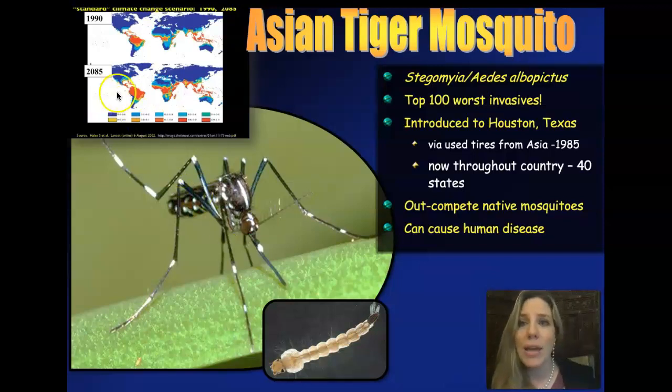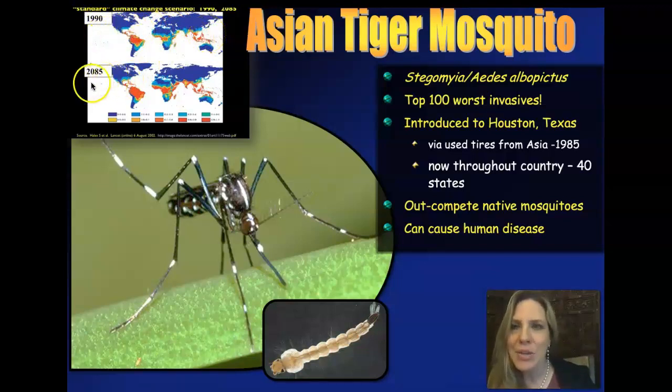So if you look at this map right here, what's even scarier is not only is this found in 40 states, but with scenarios of climate change, its range could expand even further, increasing the potential for transmission of human disease. So here in red were the hot spots for where the Asian tiger mosquito was found in 1990. So basically all along the equator and its native habitat.